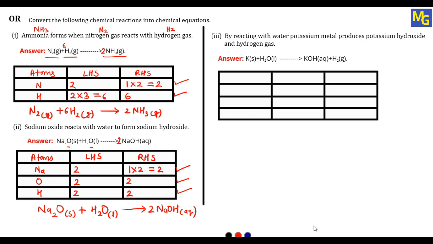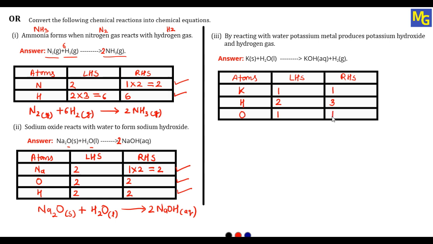So I'll write it. So it is atom, then LHS, and then here it is RHS. So the atoms are, we have potassium, we have hydrogen and oxygen. LHS side potassium is 1, RHS side also it is 1. Hydrogen on LHS side it is 2, RHS side it is total 2 plus 1, 3. Oxygen it is 1, and this side oxygen is 1.